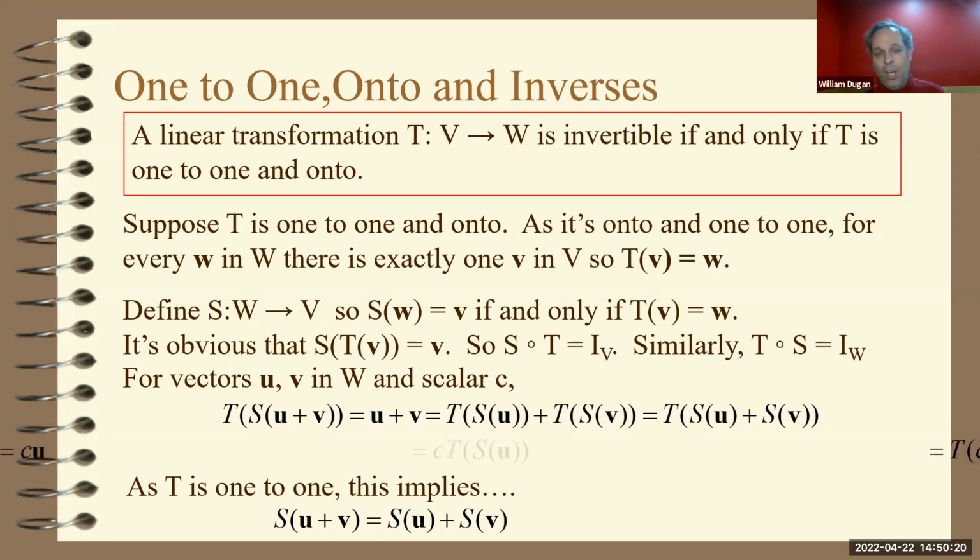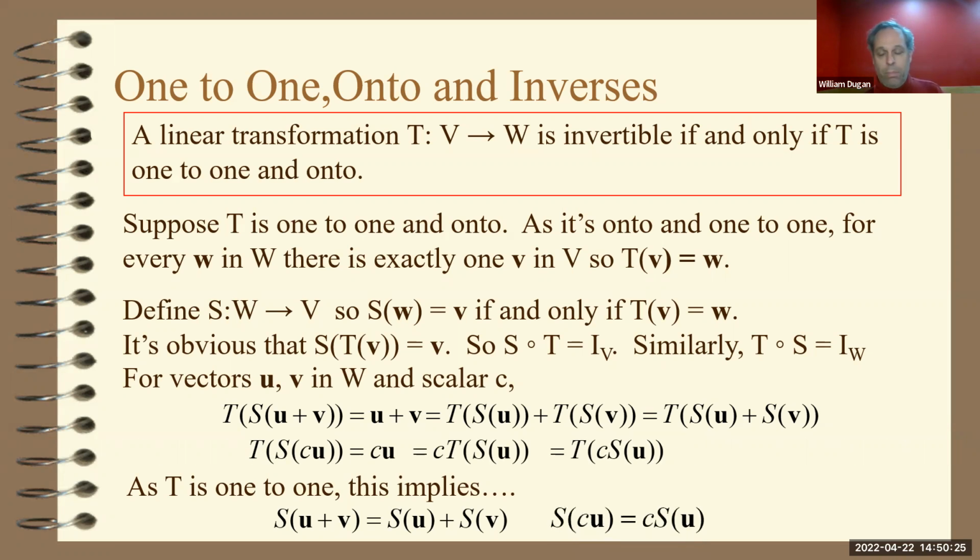I could, if you like, go through the whole process all over again, looking at the scalar in U to show the other property. I'm just going to skip that part, as I think you understood what I just did. This shows then that T composed with S in either order gives the identity mapping, and that S is linear.